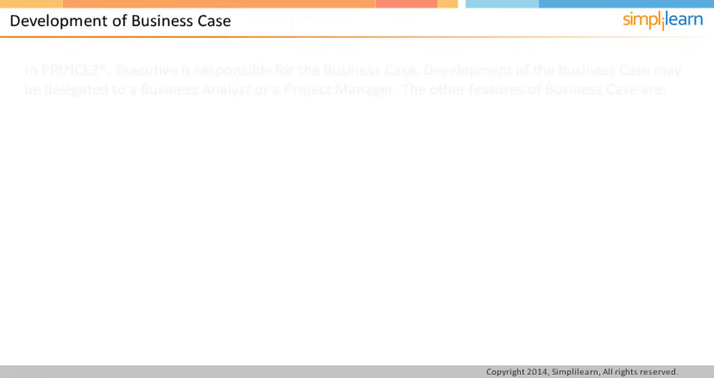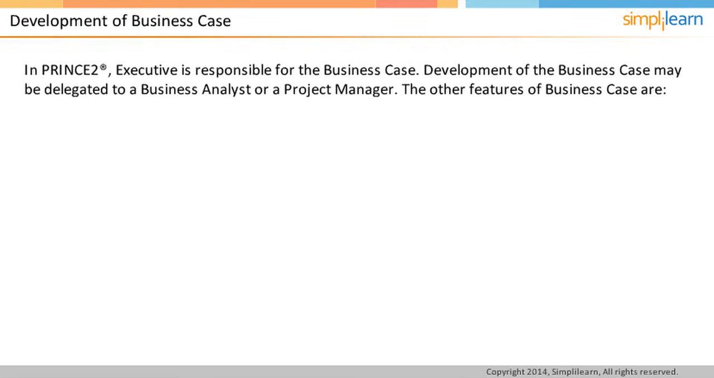In PRINCE2, the executive is responsible for the business case. Executive is identified by the corporate or program management as a person with overall responsibility of the project. Executive can also be considered as project owner. The responsibility of developing the business case is with the executive, which does not mean the executive writes the business case. Executive may delegate the development of the business case to a business analyst or to the project manager, or take assistance from project assurance.